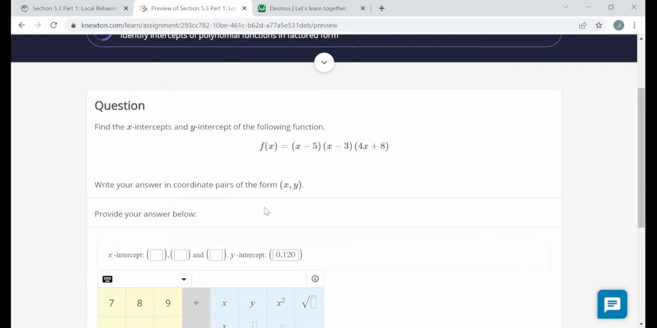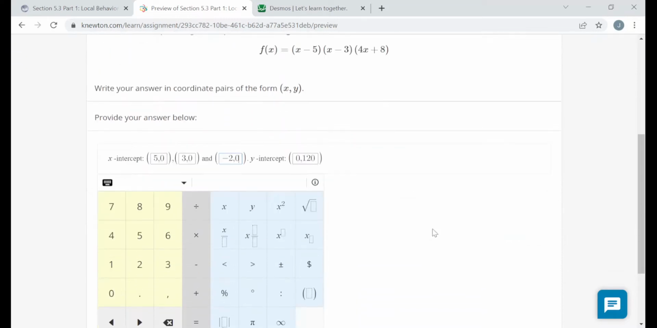Then again, we're just setting this product equal to 0 to find the x-intercepts, right? You set f of x to be 0. X minus 5 is 0 when x is 5, so 5 comma 0 would be an x-intercept. X minus 3 is 0 when x is 3, so 3 comma 0 would be another x-intercept. And 4x plus 8 would be 0 when x is negative 2, right? You'd subtract 8, divide by 4. So negative 2 comma 0 for the third x-intercept, and that's it.